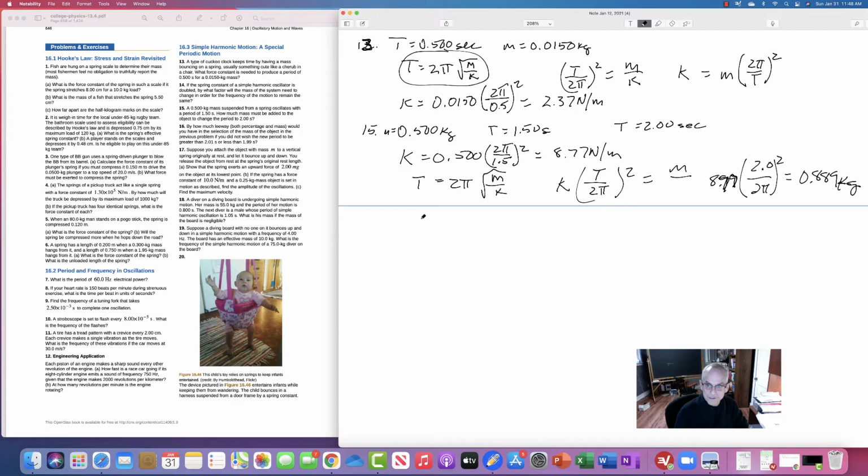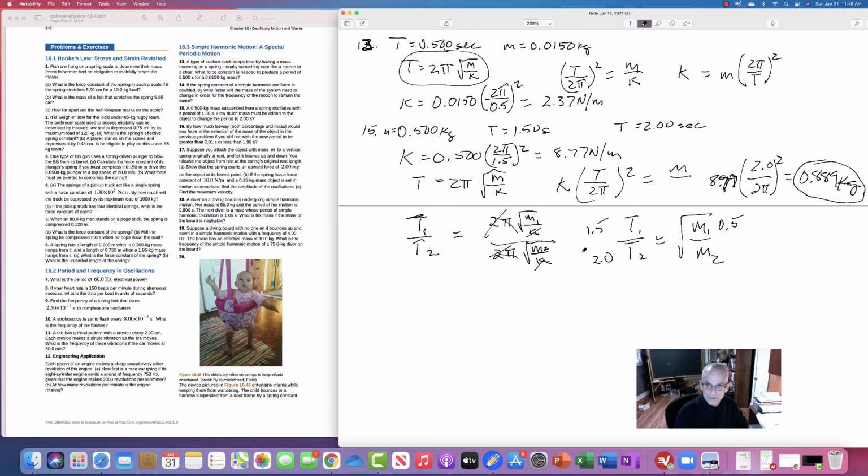Now the other way you can do this problem is you can say T1 over T2, what does that equal? Well, if you put T1 in here, that's going to be 2 pi square root of M1 over k, divided by 2 pi square root of M2 over k. And all this stuff cancels out, and you end up with T1 over T2 is equal to the square root of M1 over M2. And then you know this is 1.5, you know this is 2, and you know this is 0.5. You can do this math, and you should get the same answer. It's a little bit simpler, and we'll be using this equation again in the near future.